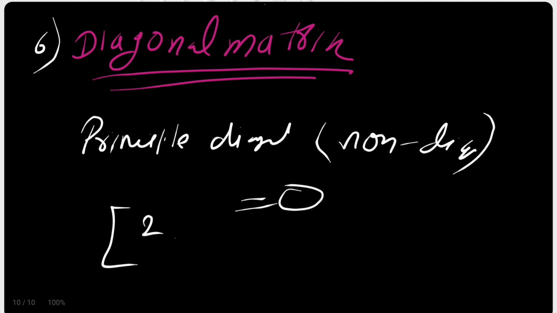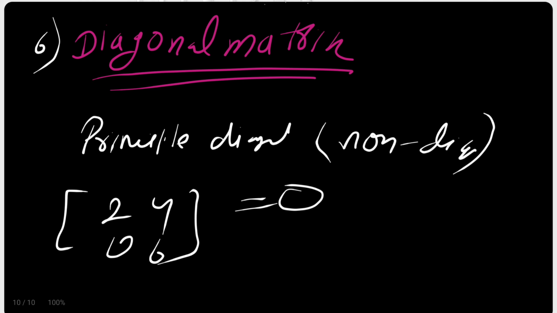Suppose this is given: 2 4 0 6. In this one, which is the principal diagonal? Of course, 2 and 6 form the principal diagonal. That's right. This is the principal diagonal.